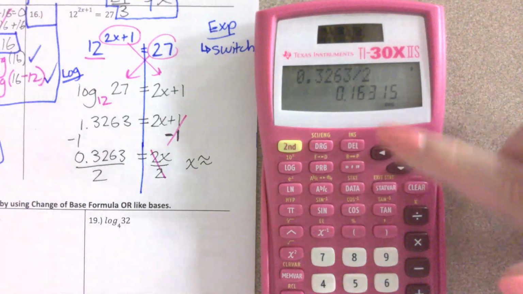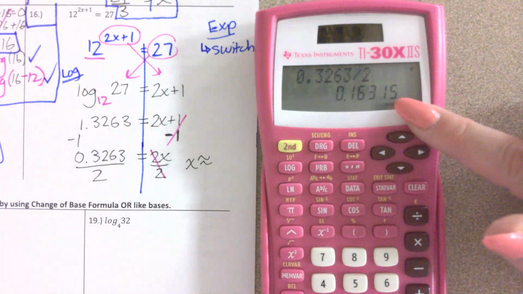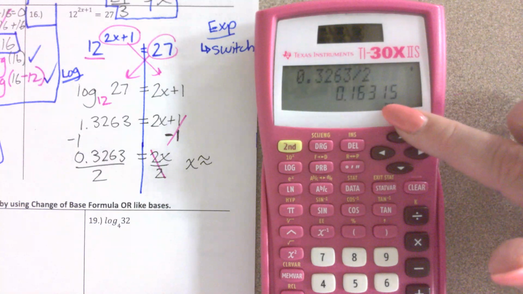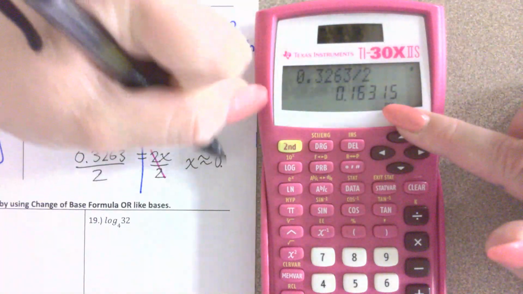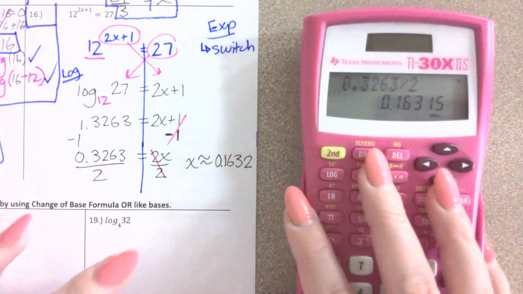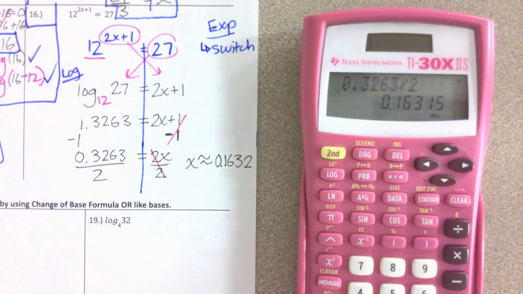And I end up with 5 numbers, so I'm going to round again at the end. This 5 is big enough to bump my 1 up to a 2. So this is 0.1632 for my final answer on 16.